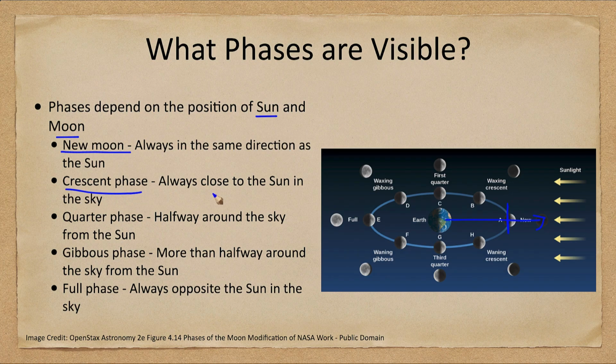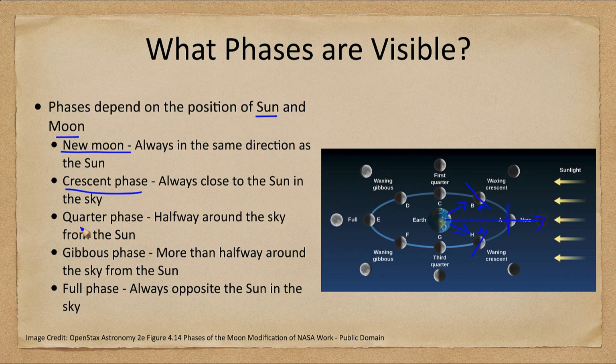In the crescent phase, it will always be close to the sun. So here we're looking out this direction or this direction for crescent phase, and we would be seeing only that portion that faces Earth. So only a tiny portion is illuminated. And those will always be close to the sun in the sky, so you will see the crescent phase shortly after sunset or shortly before sunrise.